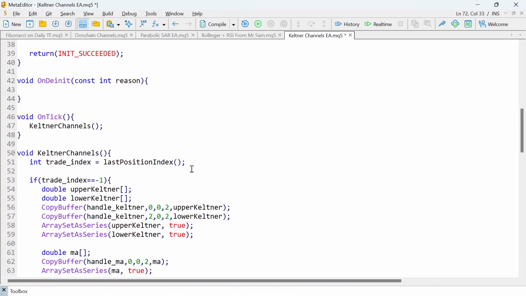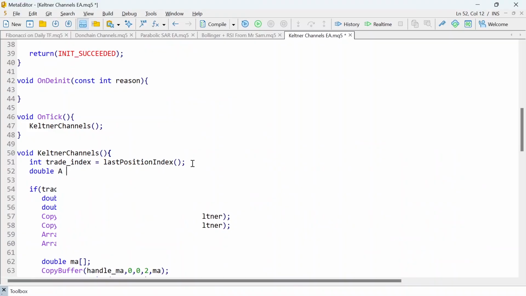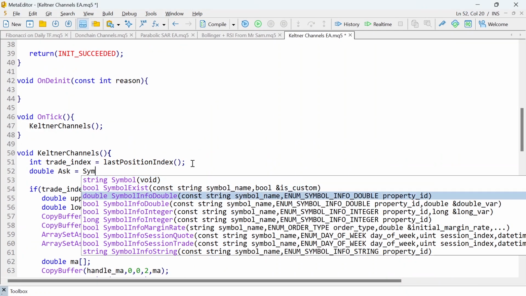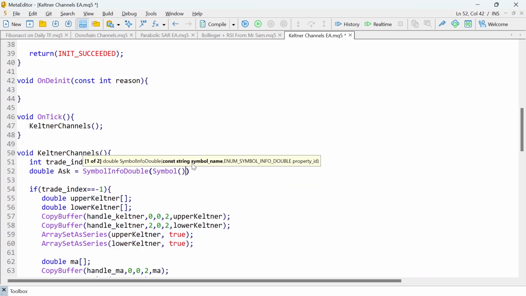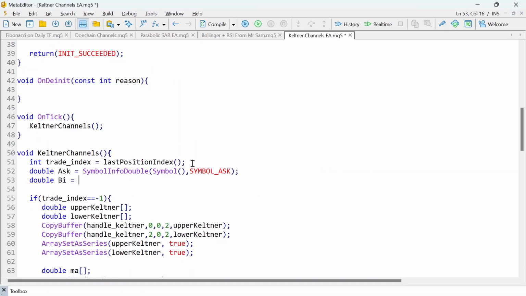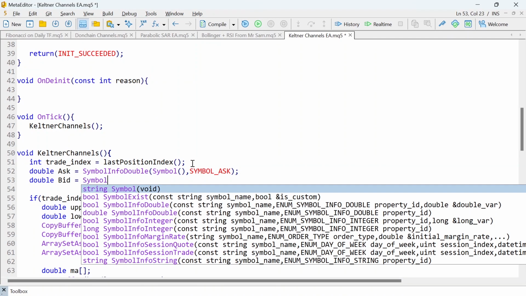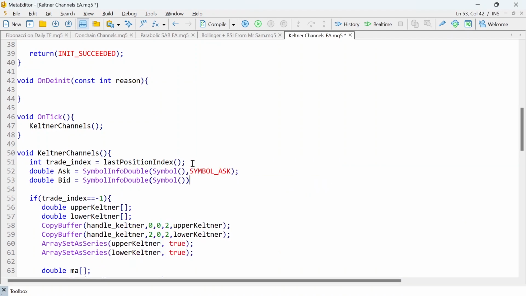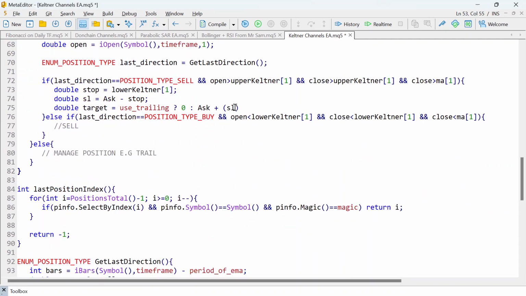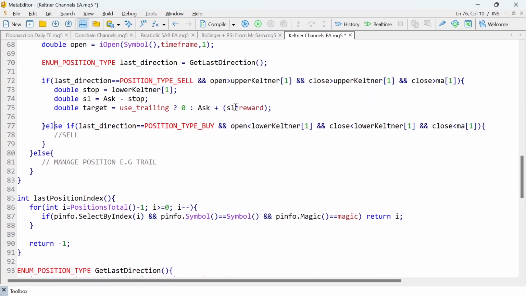Then let me quickly define my ask price. So I can say ask price, chart symbol info, symbol info W, for this chart symbol, then get me the ask price. So that is that. Then multiply by reward to risk. So that should be our take profit.